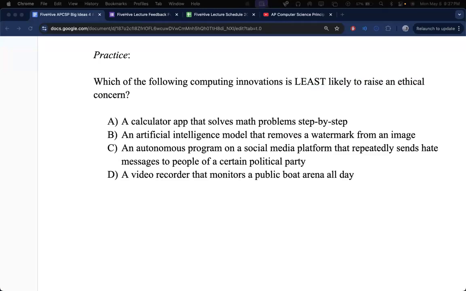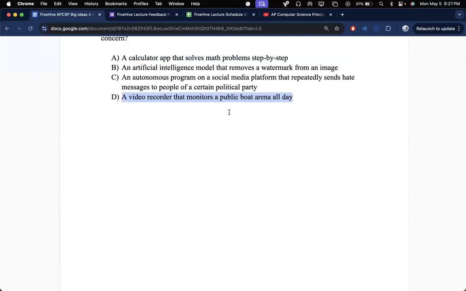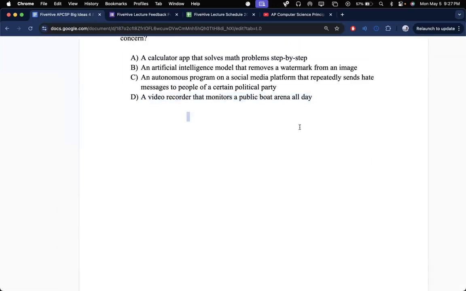Cool. Yes, D kind of invades that personal space. I think there was something in the CED, I won't look for it now because I have a little bit more to do, that specifically mentioned something about streaming, like 24/7 streaming.